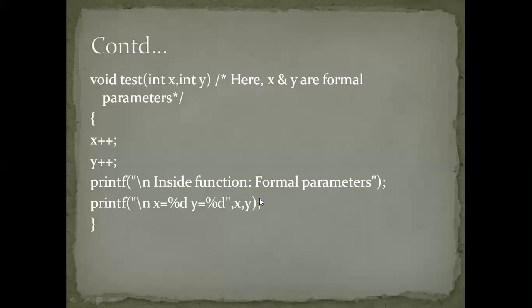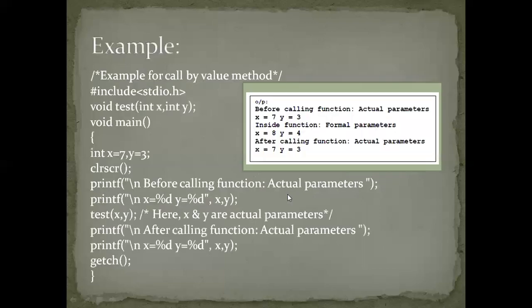So I am going to print the value. Just look at the output. Inside the function, the formal parameters: x is incremented by 1, that is 8, and y is incremented by 1, that is 4. Before it was 3, now it is 4.